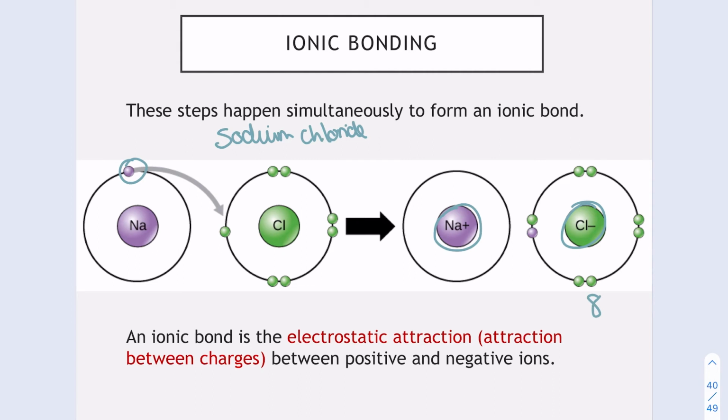So a definition of an ionic bond is what I've got at the bottom. It's electrostatic attraction between positive and negative ions. Now that phrase electrostatic attraction just means attraction between charges. So it's to do with your plus and minuses.